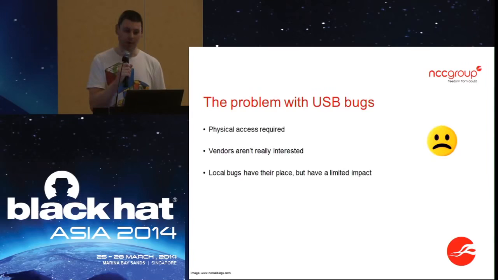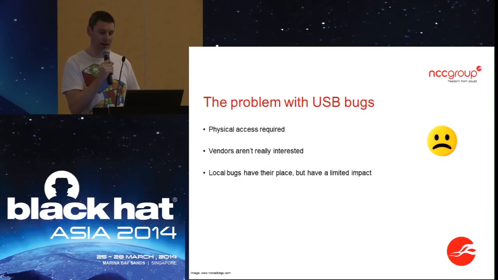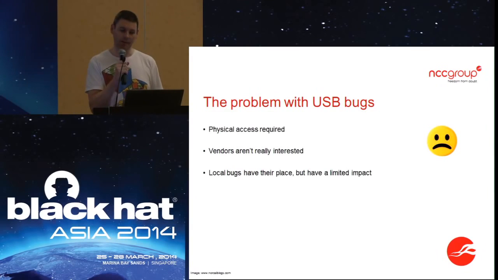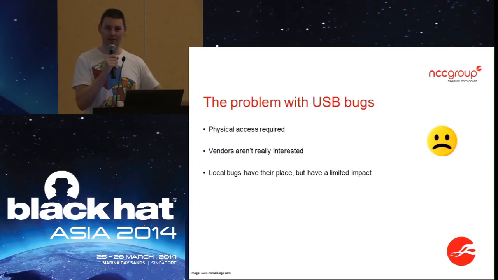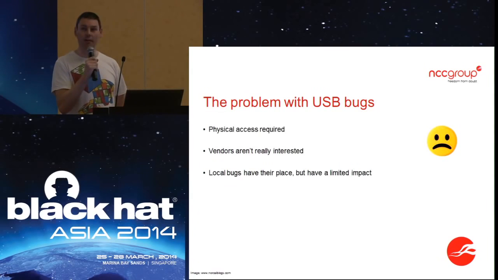So, the problem with USB bugs. Obviously, traditionally, physical access is required. I've found and reported many USB bugs over the years, and the normal response that you get from vendors is, yeah, well, you need physical access, you need to be able to get to the box and plug something in. Big deal, it's going to have code execution implications, but if you've got physical access to the box, you can do what you like, right? So vendors, some of them aren't really interested at all. Others understand what you're trying to get at.